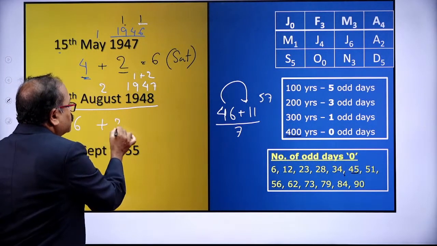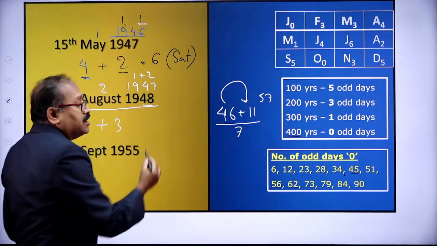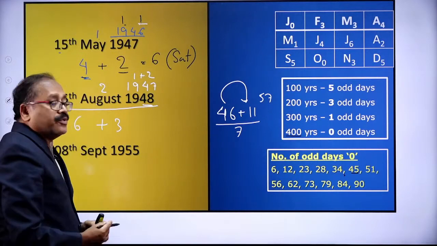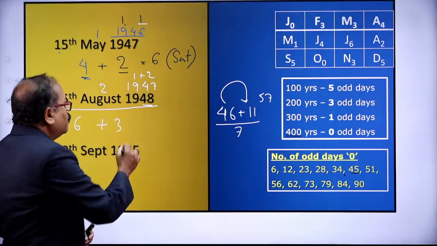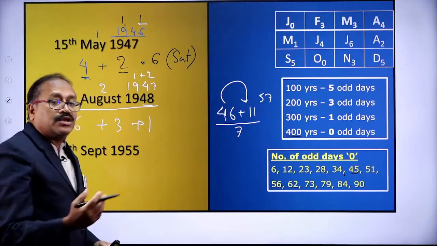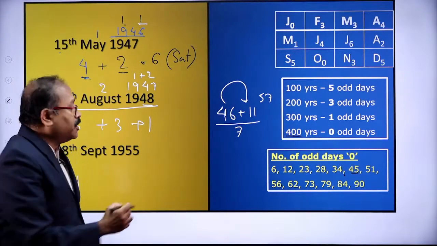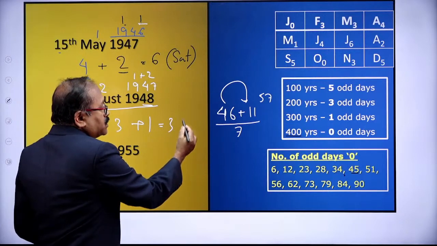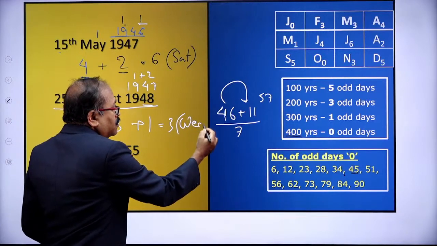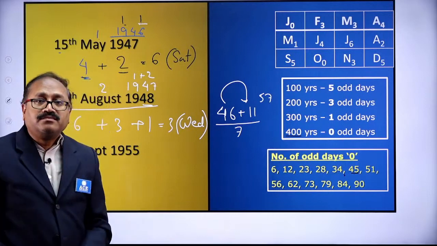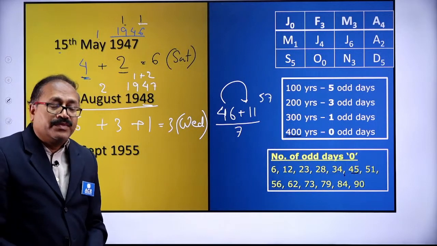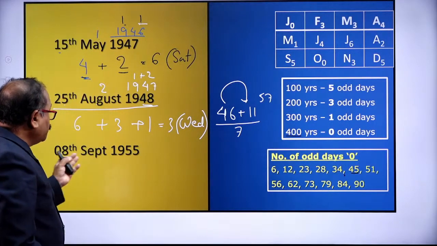So add 3 here. As the current year is a leap year and we are crossing February, you need to add 1 more odd day. So the total number of odd days is 10, and 10 odd days is equal to 3 odd days, and 3 odd days is Wednesday. That's all.